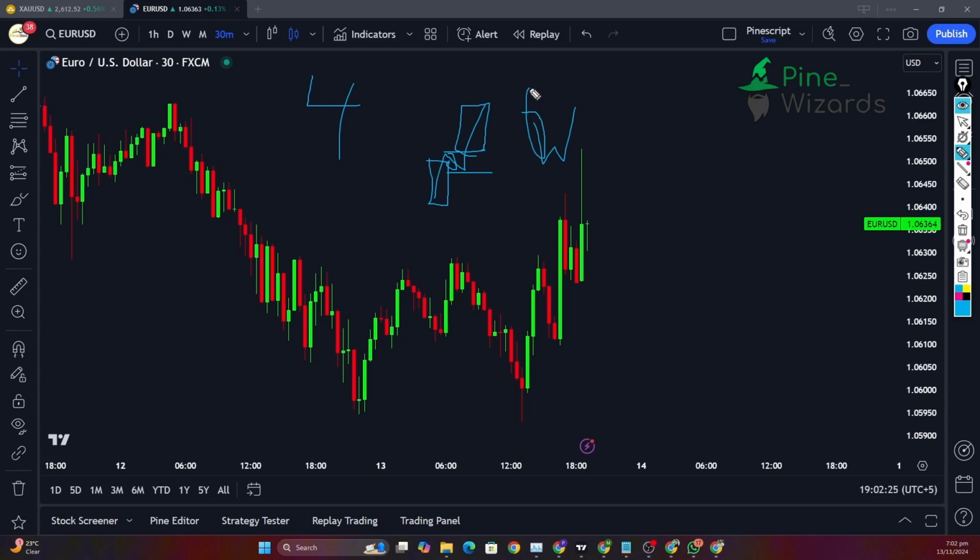Similarly, this is the drop, base, and then rally demand zone. Here we can see the rally candle. So these are the demand zones.